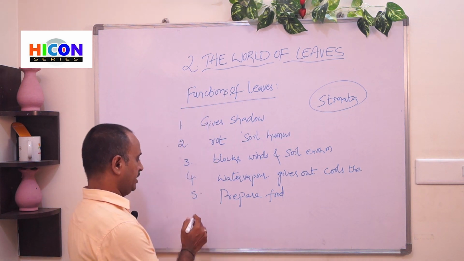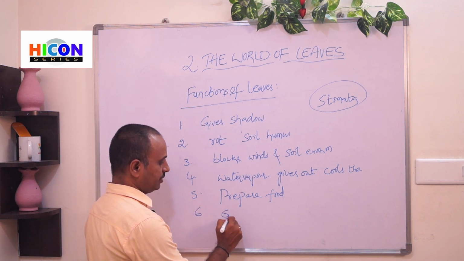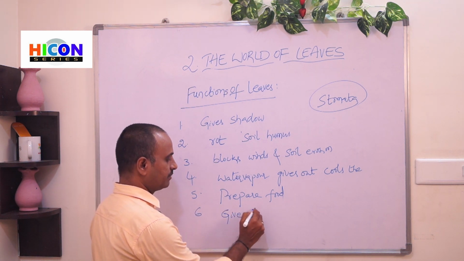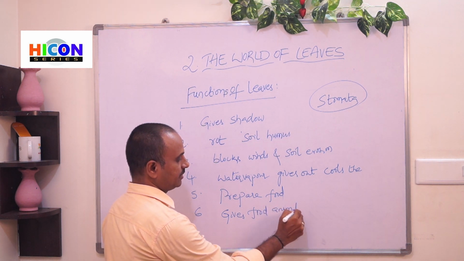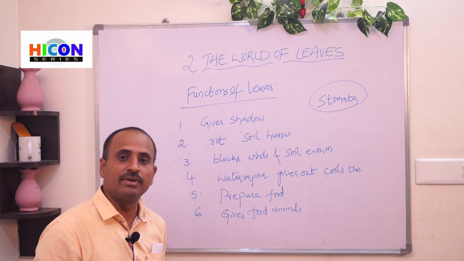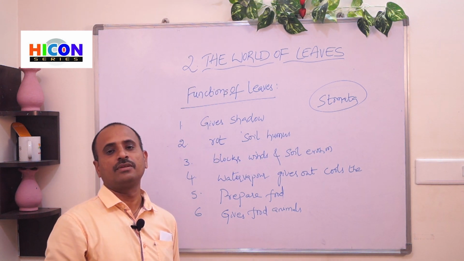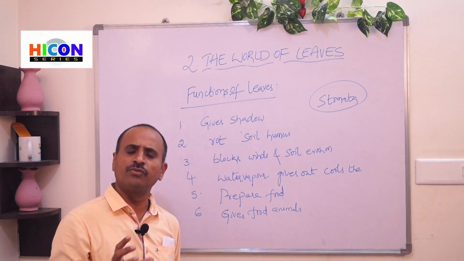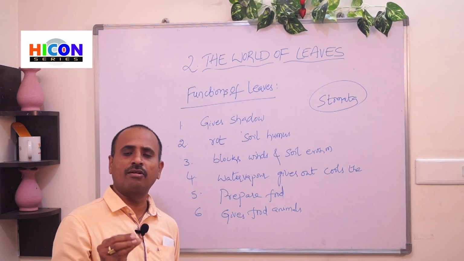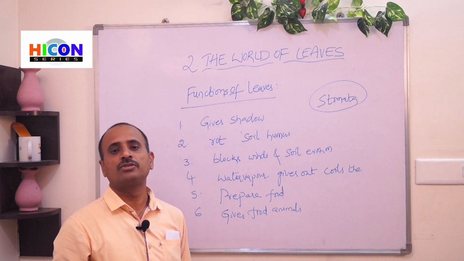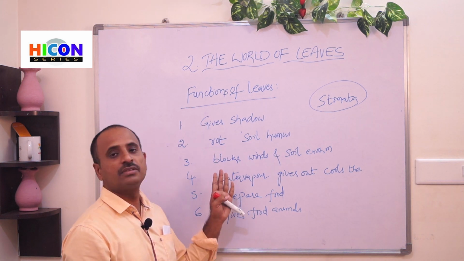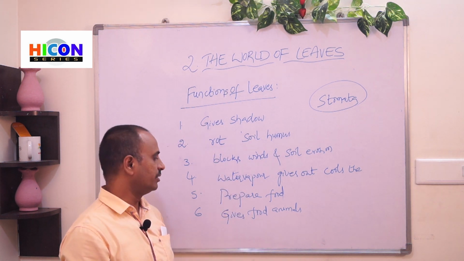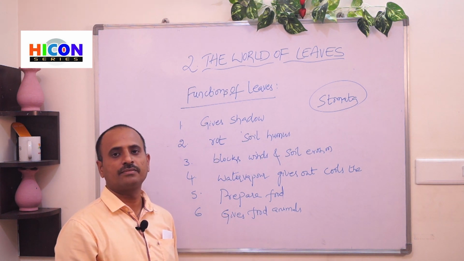And also they give food. These leaves give food for the animals. Some animals like herbivores, the animals which eat only plants and grass, are called herbivores. Those animals eat the leaves of the plant. So they give food for the animals.